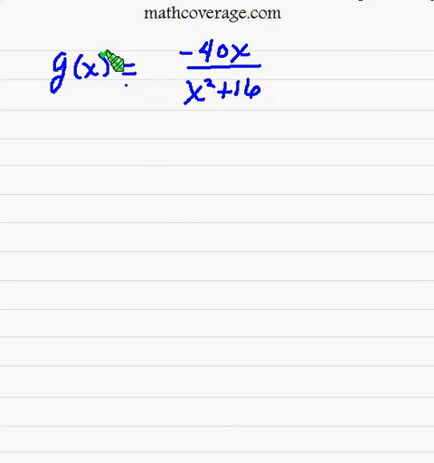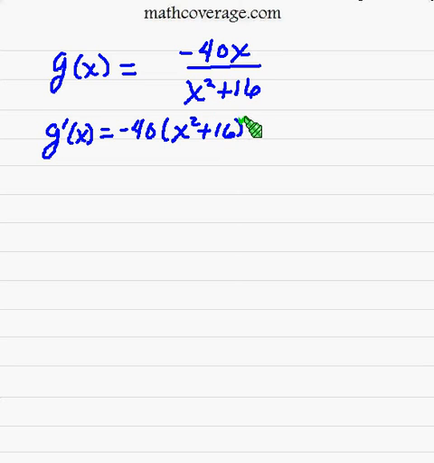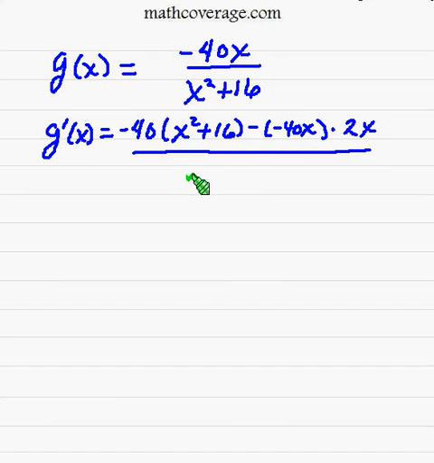Alright, we're going to find the relative extrema of the function g of x. So we need to take the derivative. So g prime of x is equal to, we're going to have to use the quotient rule here. The derivative of the top is negative 40. Rewriting the bottom, minus the top, times the derivative of the bottom. The derivative of the bottom is just 2x. And this is all over the bottom squared.